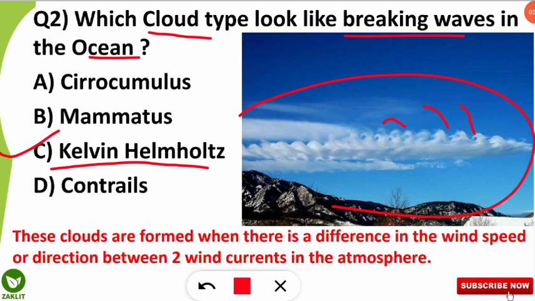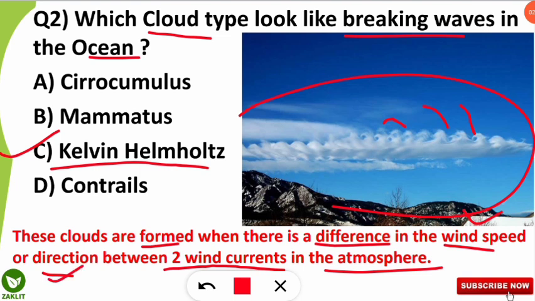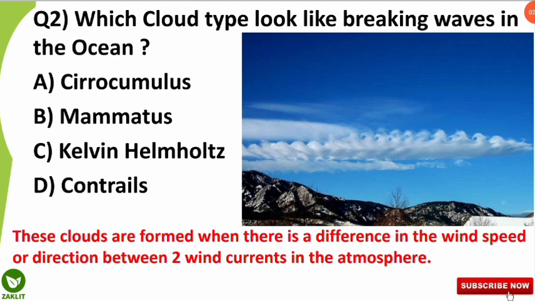And these clouds are formed when there is a difference in the wind speed or direction between two wind currents in the atmosphere. So ये जो केल्विन हेल्महोल्ट्ज क्लाउड्स है, ये कब मिलते हैं? ये तभी फॉर्म होते हैं जबकि डिफरेंस पाया जाता है विंड स्पीड या फिर विंड डायरेक्शन में बिटवीन टू विंड करेंट्स इन द एटमॉस्फेयर. And a detailed video is already in our channel.